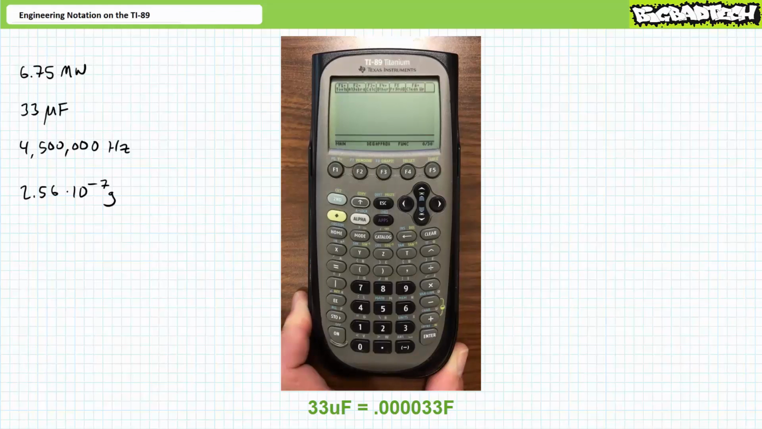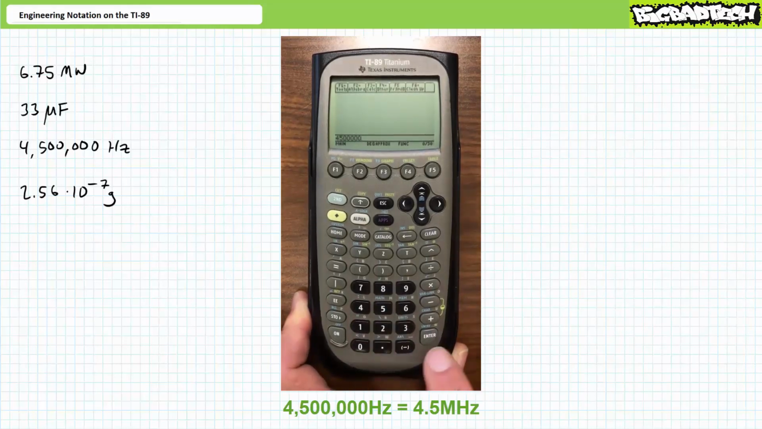33 microfarads is 33 times 10 raised to the negative 6. Enter this as 33 EE negative 6. Again, the calculator returns 33 E negative 6. Same results, only faster. Just for the heck of it, let's enter 4,500,000 hertz in long form. 4-5 followed by a lot of zeros.